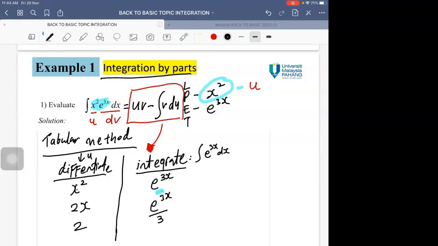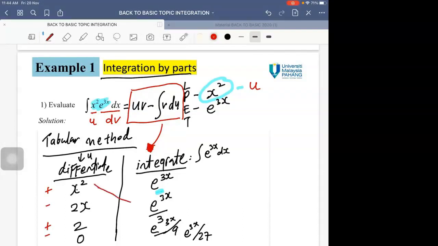Integrate first: exponent 3x over 9. Okay, good. Integrate again: exponent 3x over 9. Then differentiate 2, we get 0. Then this part integrate: exponent 3x over 27. Okay, very good. But before we do the multiplication, we put plus, minus, plus.